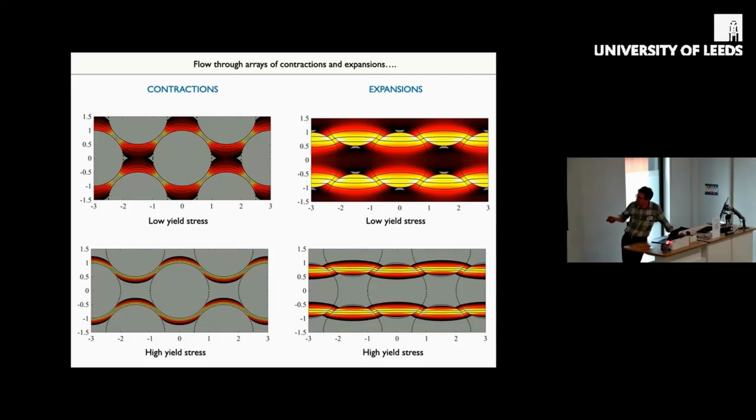The fluid tries to find the easiest path through the series of expansions and leaves a lot of the material clogged up. So you can get this really quite significant localization and sort of local jamming and deflection, all associated with having a yield stress in a slot.